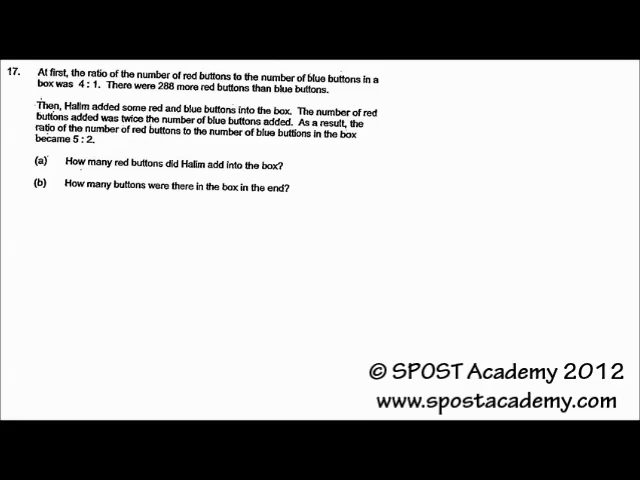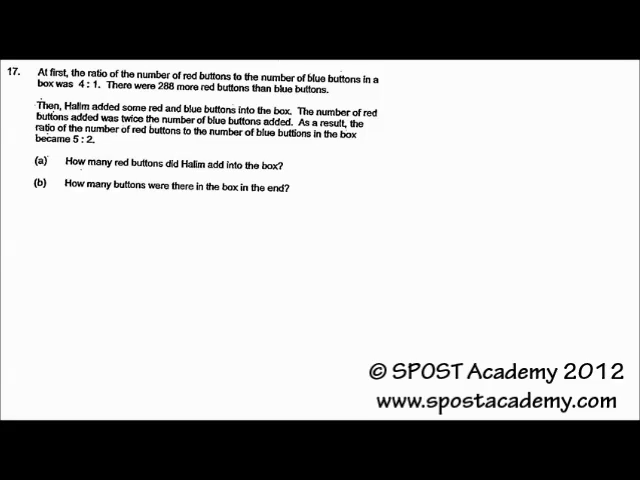At first, the ratio of the number of red buttons to the number of blue buttons in a box was 4:1. There were 288 more red buttons than blue buttons. Then, Halim added some red and blue buttons into the box. The number of red buttons added was twice the number of blue buttons added. As a result, the ratio of the number of red buttons to the number of blue buttons in the box became 5:2. A. How many red buttons did Halim add into the box? B. How many buttons were there in the box in the end?